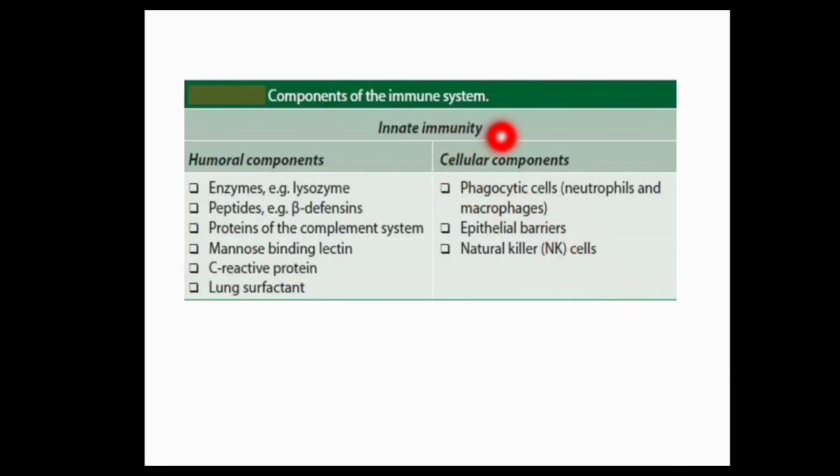Components of the immune system. Innate immunity we can further divide into humoral components and cellular components. What are the components in the humoral and what are the components in the cellular? In humoral, there are enzymes, for example lysozyme, peptides, proteins of the complement system, mannose binding lectin, C-reactive protein, and lung surfactant. In the cellular component, there are phagocytic cells, neutrophils and macrophages, epithelial barriers, and natural killer cells. In upcoming slides, I am going to discuss these humoral and cellular components briefly.